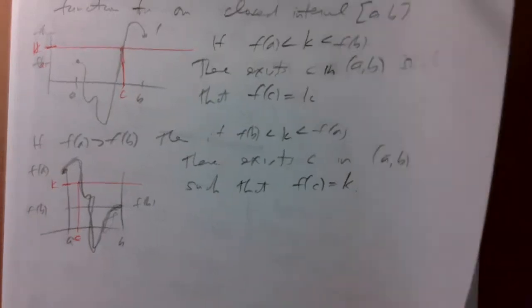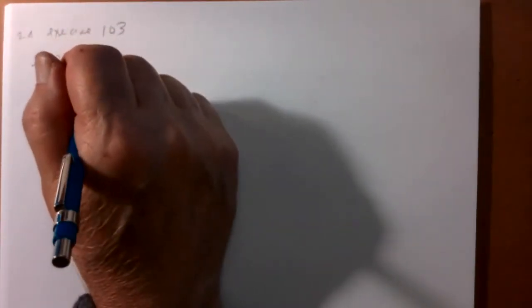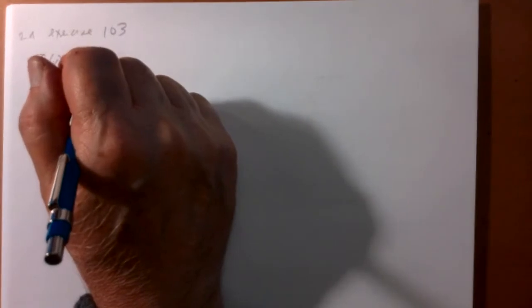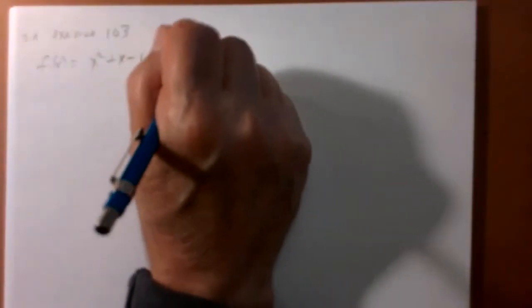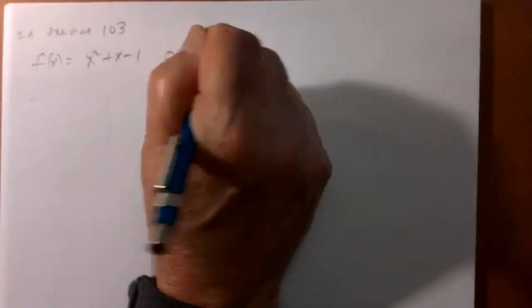This was not one of the homework problems, but let's look at a problem that involves the intermediate value theorem. In section 2.4, exercise 103 says, consider the function f of x equals this parabola, x squared plus x minus 1, on the interval from 0 to 5.